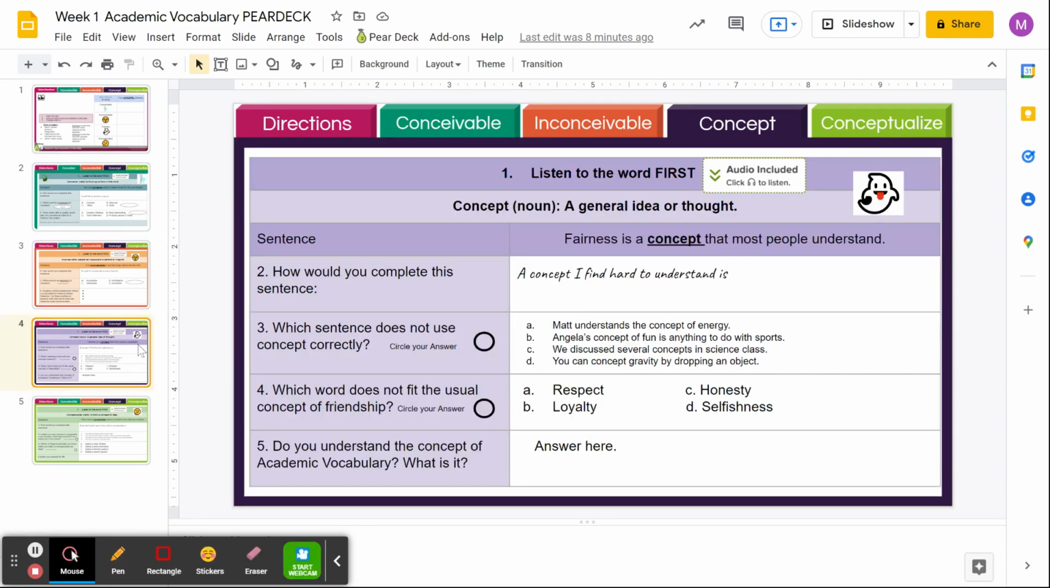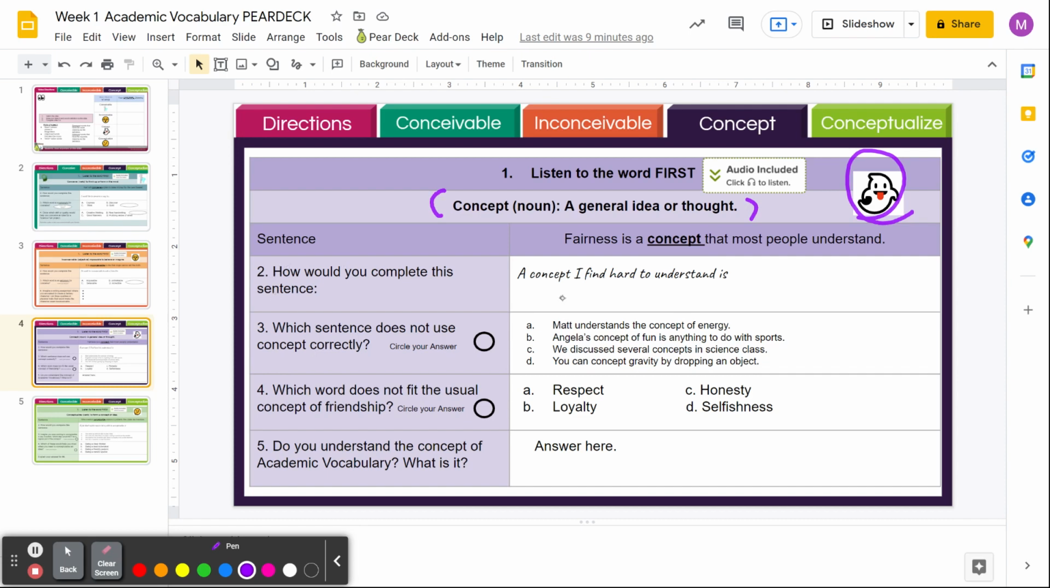For slide number 4, we'll follow the same process. So your first step is to listen to the word. After that, you'll notice that the definition is here one more time. And then we have this image that's here to help support your learning as well.